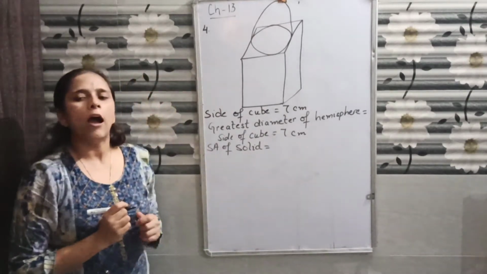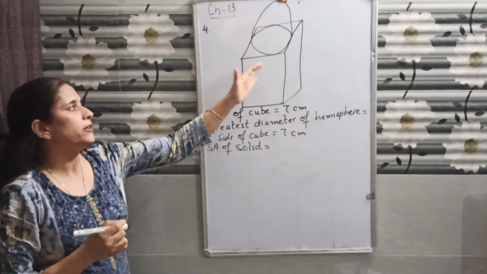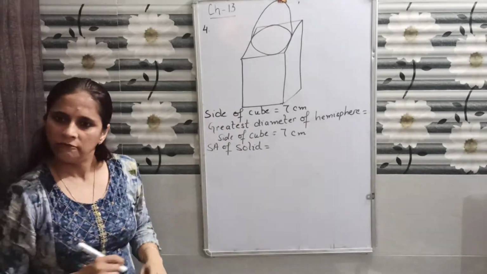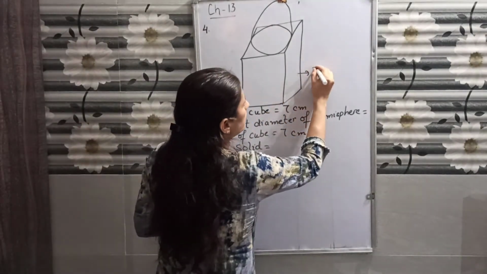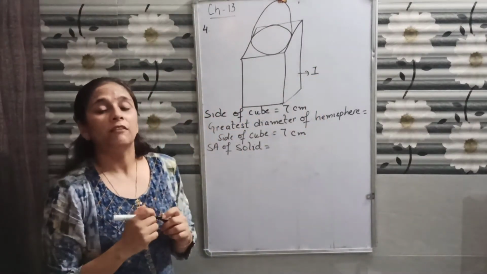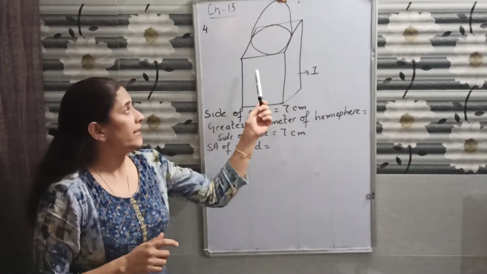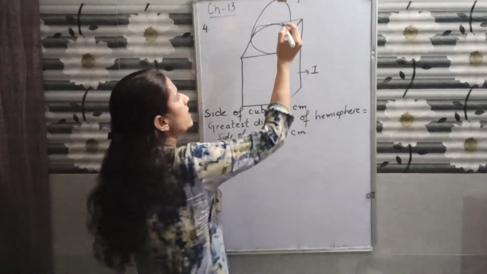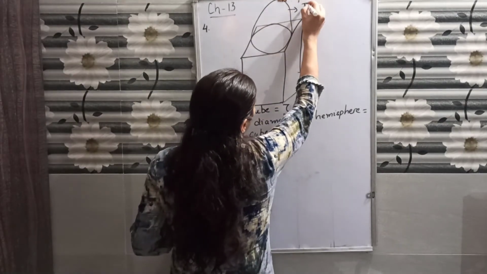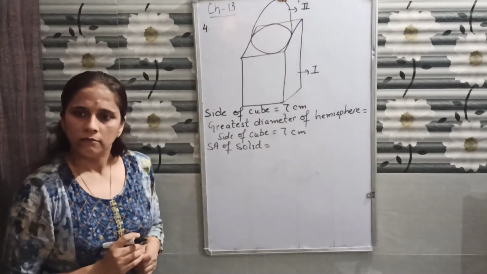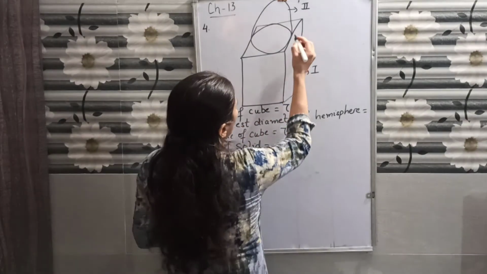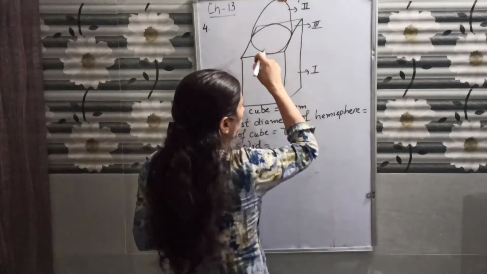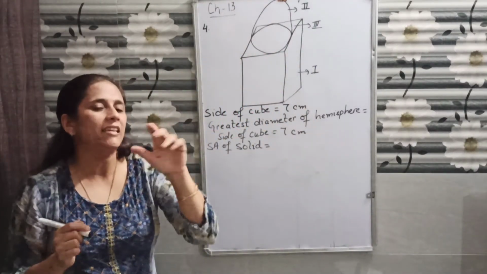Now, as you can see in this figure, I am dividing it into 3 parts. This is the first part that includes the visible part of the cube. That is, you can see the 5 faces of this cube. The second part includes this hemisphere. And the third part includes this figure, that is a square and a circle inscribed in it.